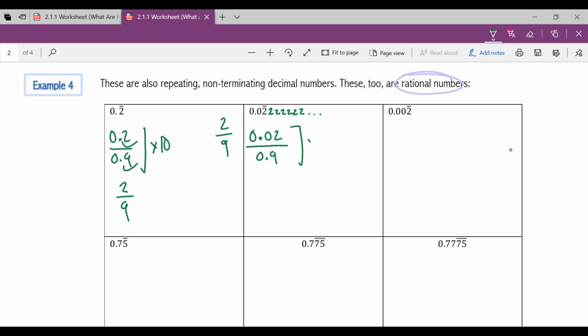Now, quite clearly, the factor we're going to multiply to get rid of the decimals is going to be 100. Okay, we have to move the decimal place over twice. So we're going to multiply top and bottom by a factor of 100, and we're going to get 2 on the top and 90 on the bottom.